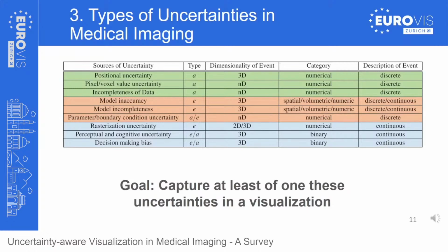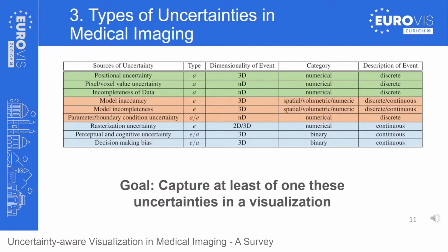For example, the first three types of uncertainties are accounted to the data acquisition process in medical imaging, and it contains positional uncertainty, pixel, voxel value uncertainty, and incompleteness of data. Positional uncertainty can mean that the image is misplaced in space. Pixel and voxel value uncertainty means that the value of the voxel can be wrong. Incompleteness of data means that there might be data that you actually would like to have, but it wasn't acquired.